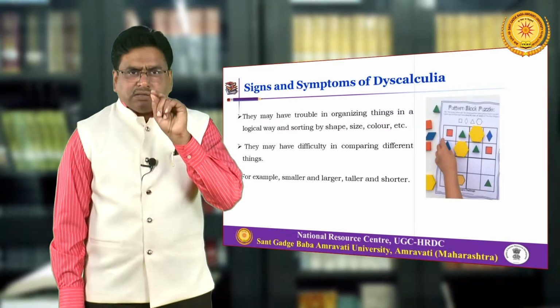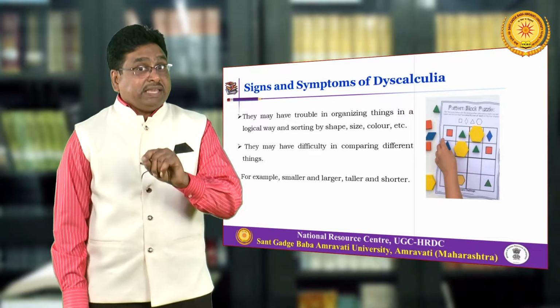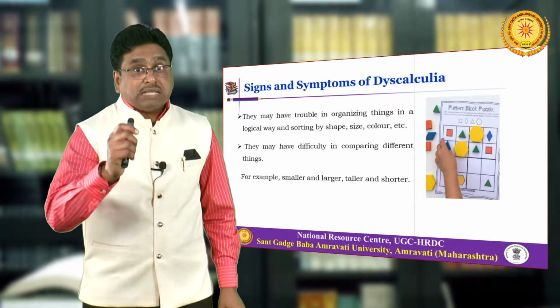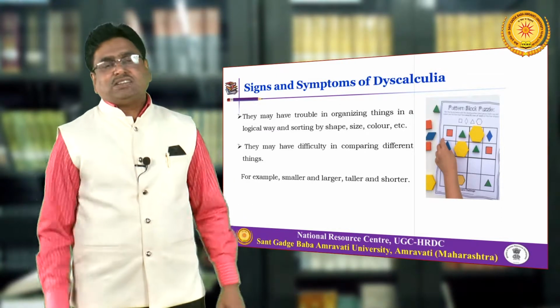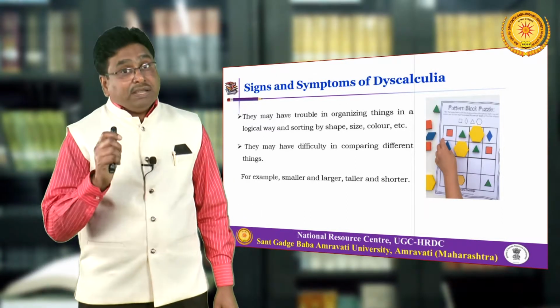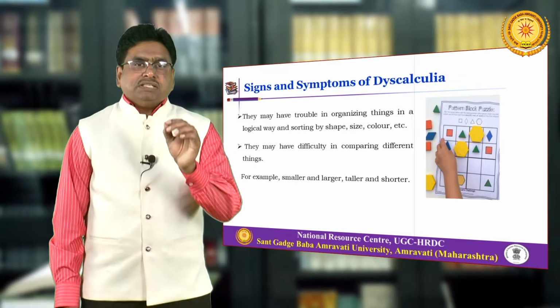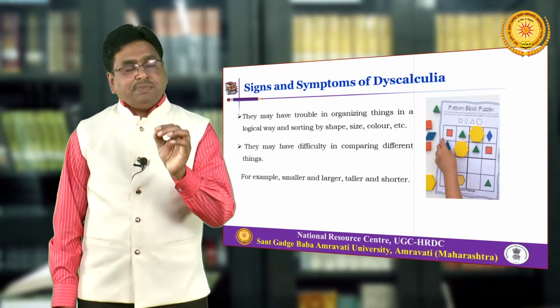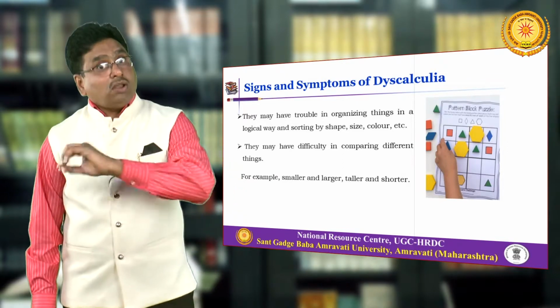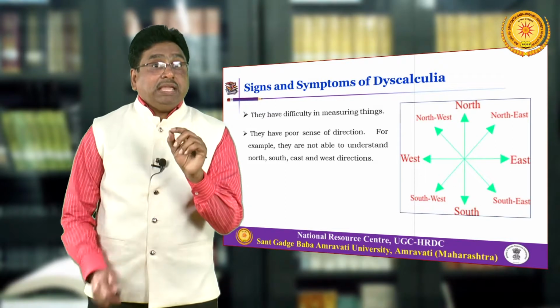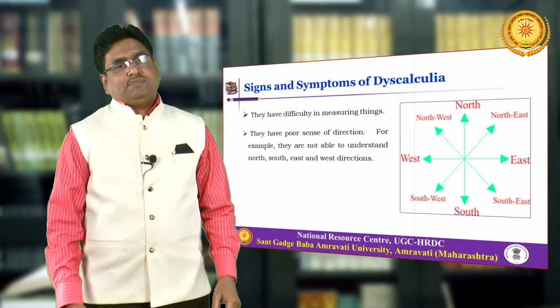They may have trouble organizing things in a logical way and sorting by shape, size, color, etc. They may have difficulty in comparing different things. For example, smaller and larger, they have difficulty. They also have difficulty with taller and shorter. They have difficulty in measuring things.